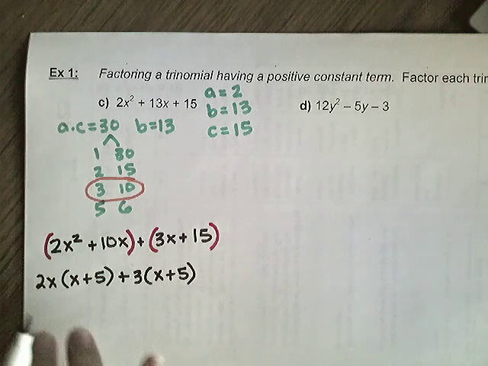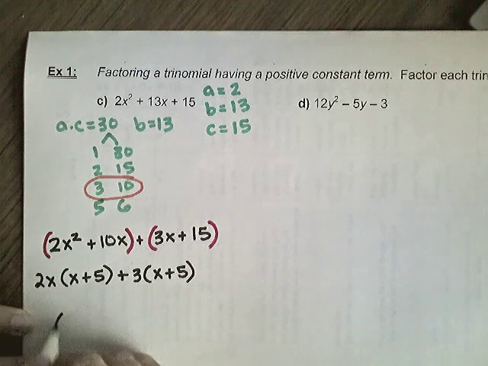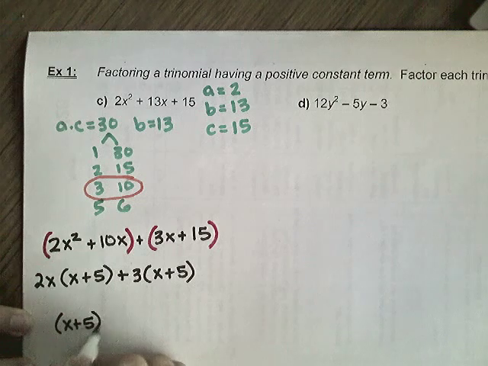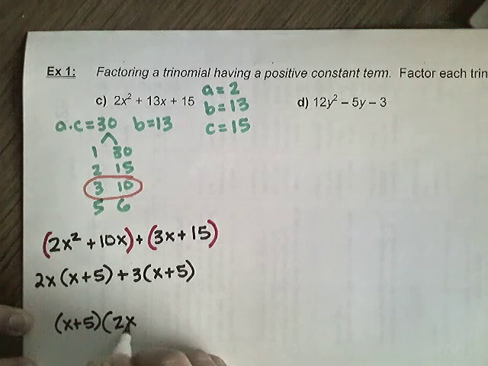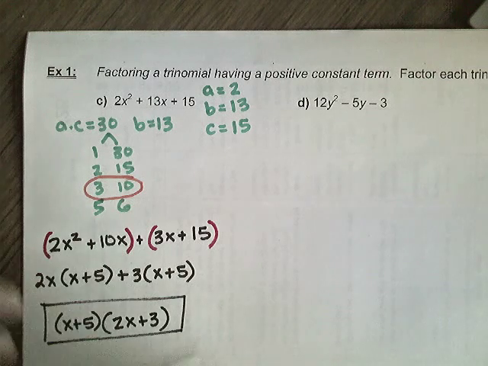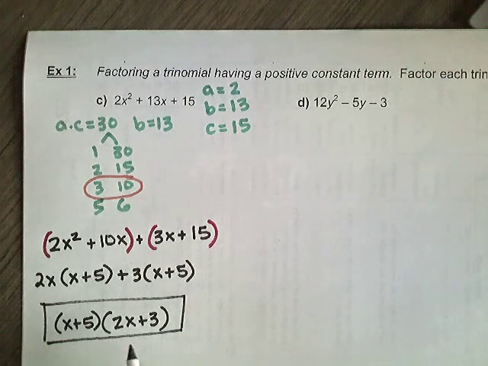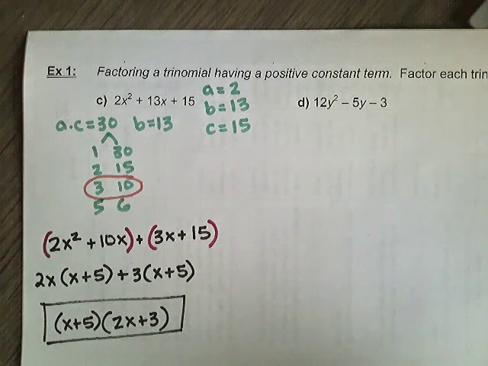So our GCF of both of these two terms is going to be x plus 5. And we have 2x plus 3 left over. And so that's going to be our factored form. And again, remember, you can use the FOIL method to multiply this out and check. Now, I highly recommend checking your work. It doesn't necessarily have to be on a sheet of paper, but it could be in your head or just kind of by looking at it. But I really recommend that.